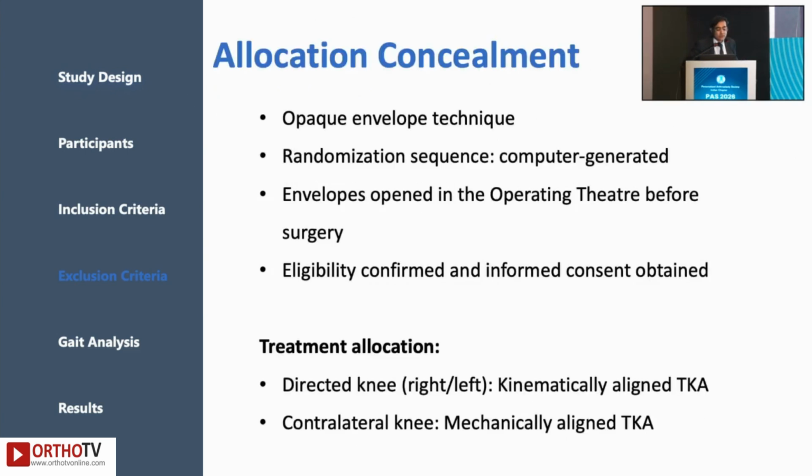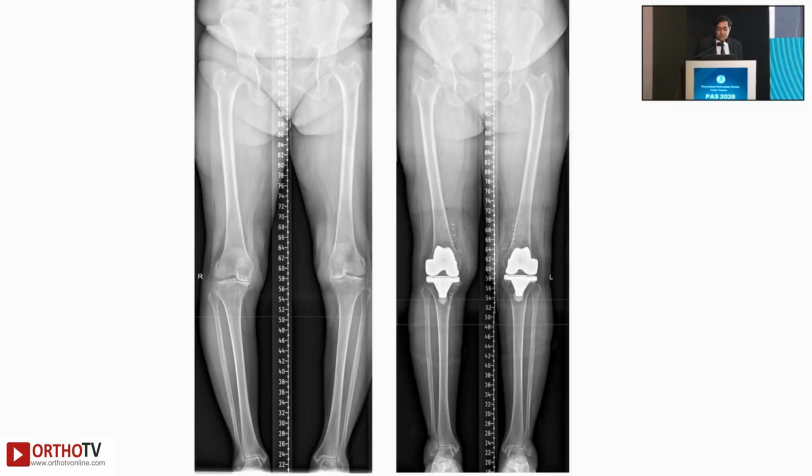The allocation was done using an opaque envelope technique with computer-generated randomization. The envelopes were opened in the OT, and so the treatment allocation was such that the designated knee was to be done kinematically, and the contralateral knee was to be done mechanically. Right, so this is just an example of this.